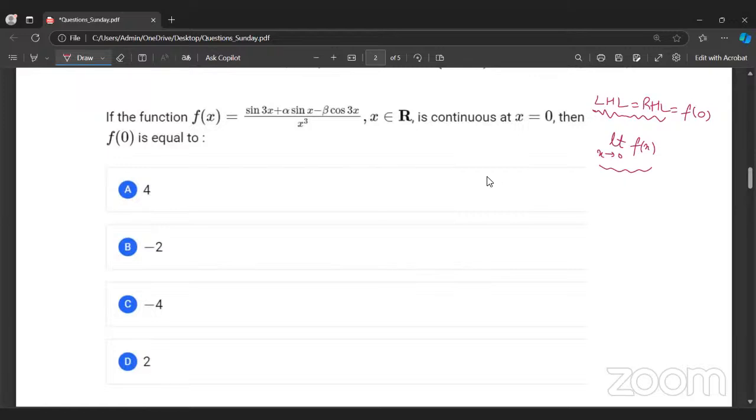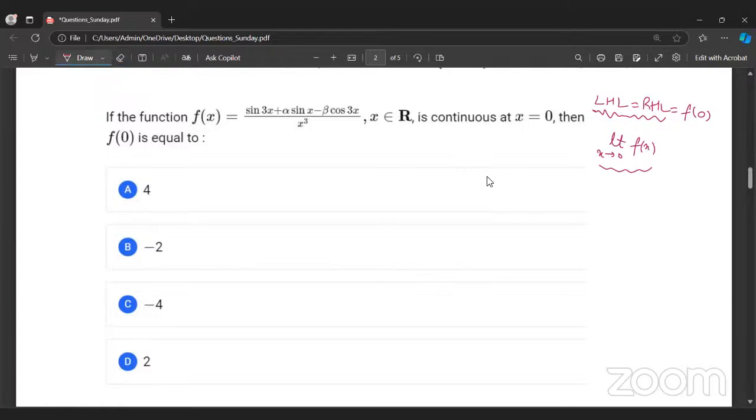At x is equal to 0, where should my numerator go in order for my limit to be a finite value? Obviously, my limit is a finite value. You can check in the options. All my limits are finite values. I had told you the logic before, right? If you have numerator divided by denominator, and your denominator is tending to 0, your numerator should also tend to 0 at that point. Otherwise, it will be an infinite limit. Do you all agree with this? We had discussed this before, right? I hope you all remember.